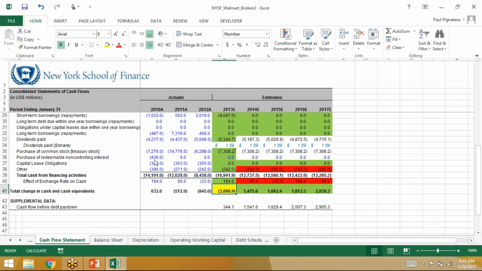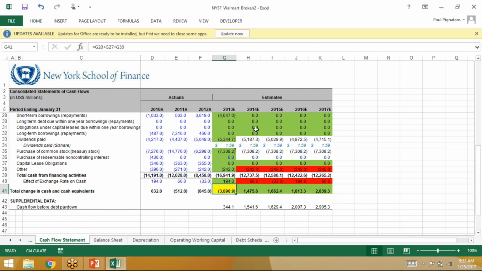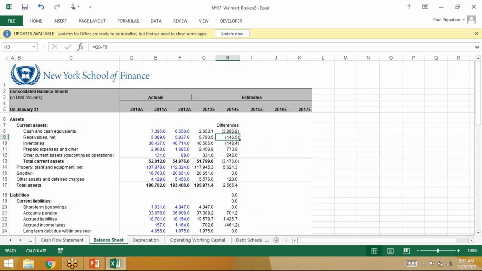So this is correct. I'm going to highlight it, indicating it's been utilized, and I'm going to go to the next line item. Okay, receivables. With that same thought process, what do you see for receivables?